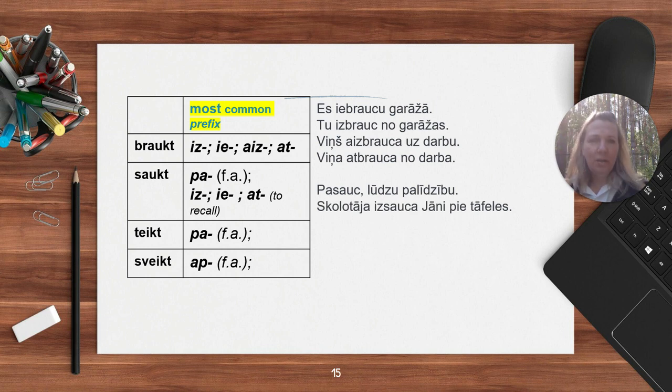Skolotāja izsauca Jāni pie tāfeles. Izsaukt. It's very common in schools when the teacher calls someone from the class to come to the front of the class and work on the board. Izsaukt, like call out from the seat. It could be somewhere else, like being called out from a queue, for example. Izsaukt.